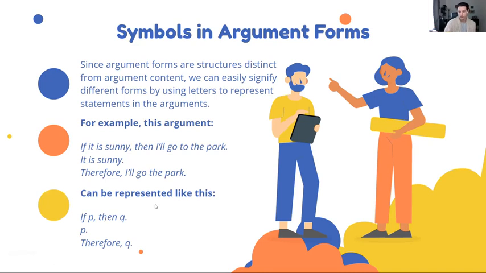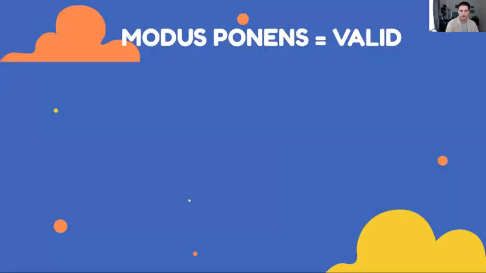Any letter really would work here, or a set of letters would work to stand in for the sunny part and go to the park. But notice that this argument has this form: if P then Q, P therefore Q. So we'll know that that is a specific argument type, modus ponens, which is always valid. It always has the right structure.